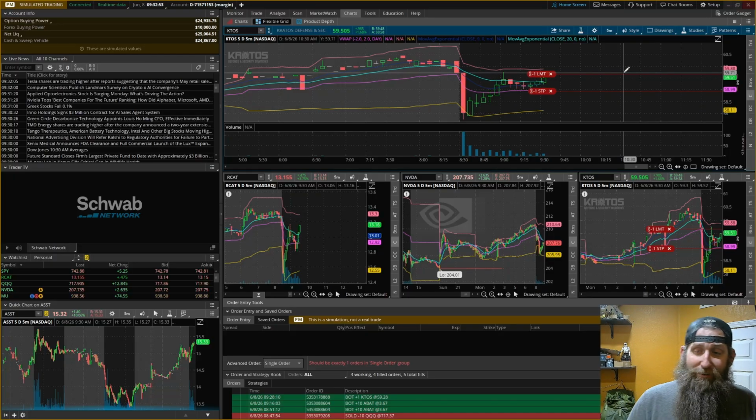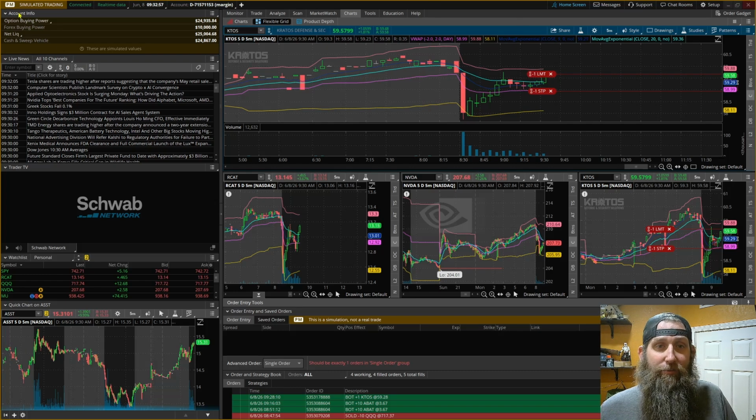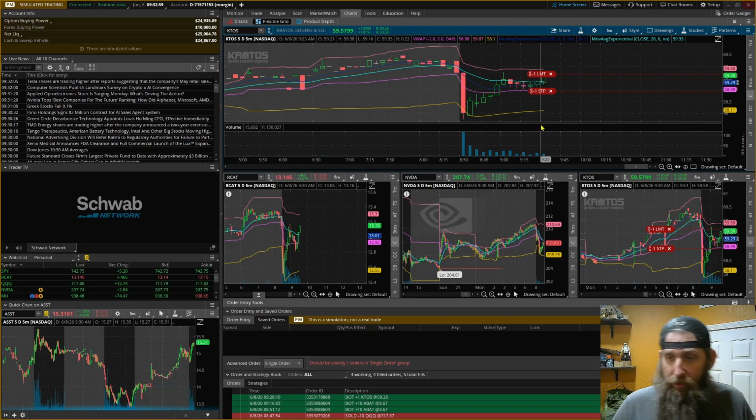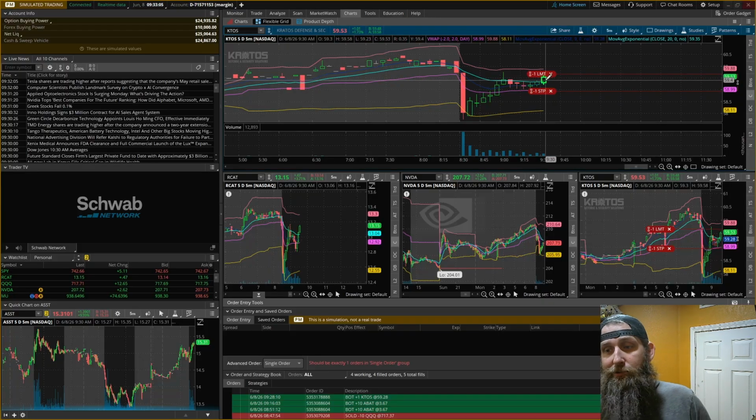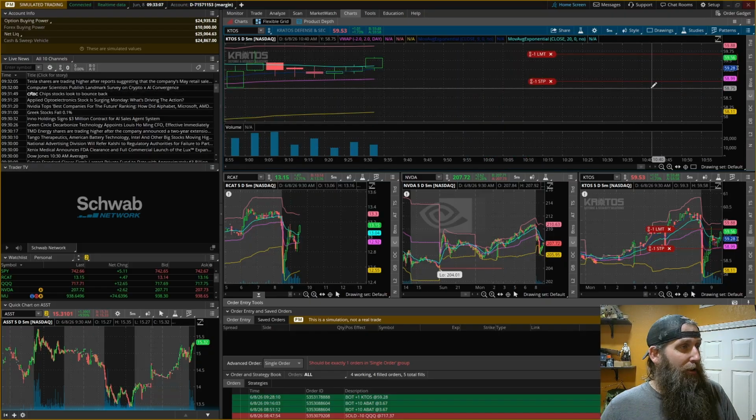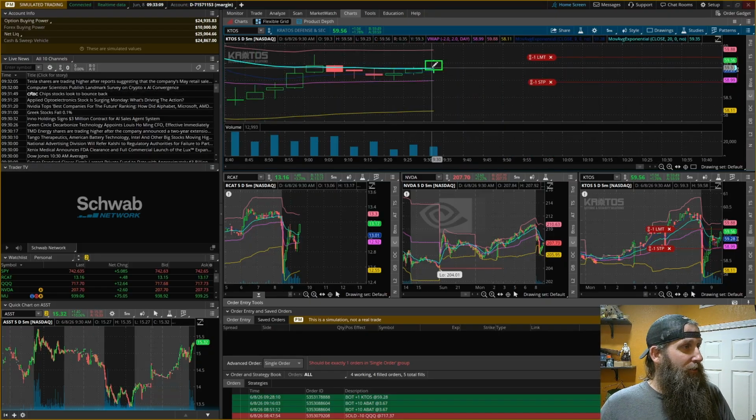And I'm going to remind everyone, paper trading. This is simulated trading. Look in the top left-hand corner. This isn't my money. This is fake money. Don't take my financial advice. Right now, it looks like my KTOS stuff could hit my profit area. So that's pretty cool, right?